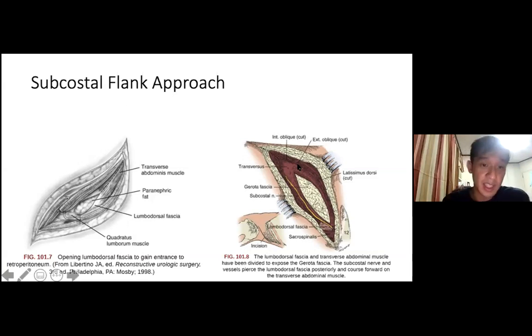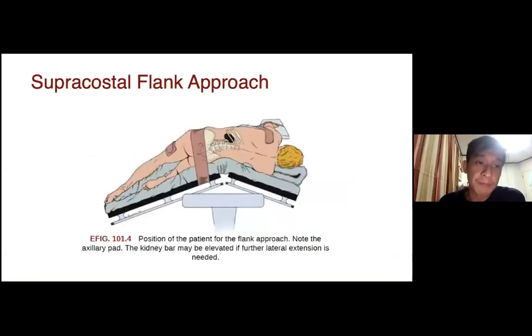So you can see in this picture, once you open the transversus abdominis, a peritoneal shadow should be seen and pushed medially. The level of the incision depends on the location of the lesion and the planned procedure. Positioning is similar, so we'll proceed now to the supracostal flank approach.